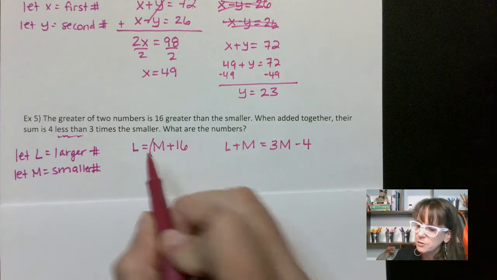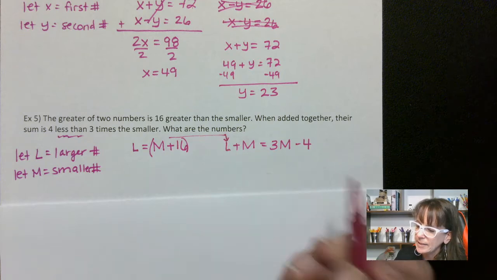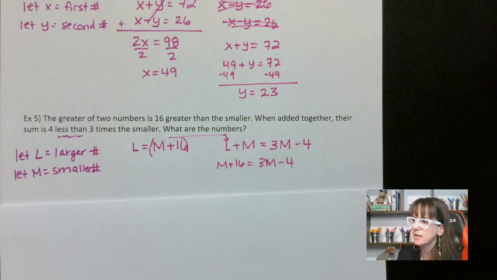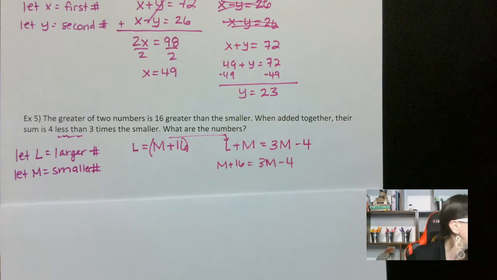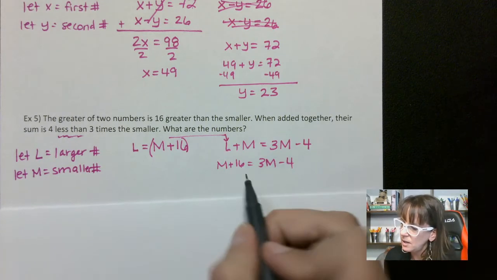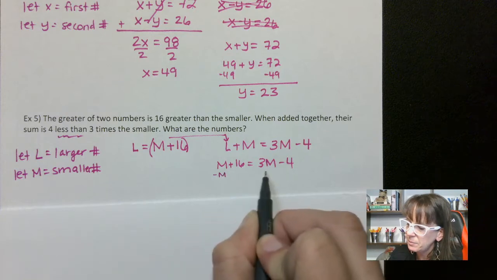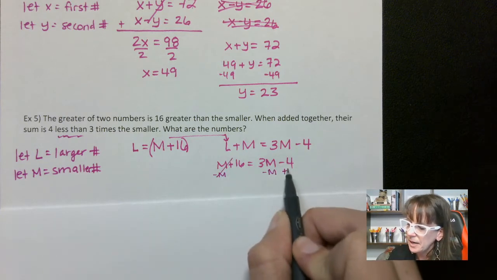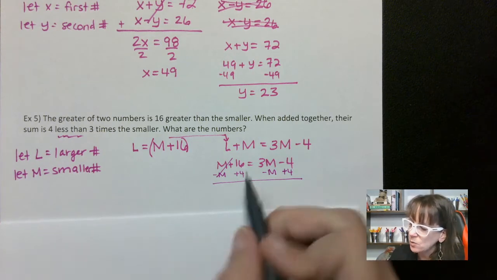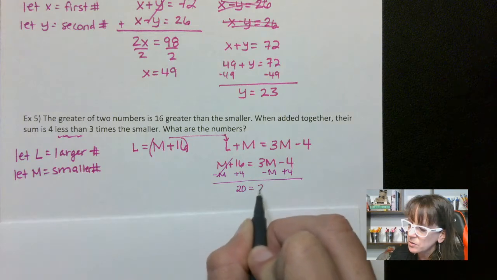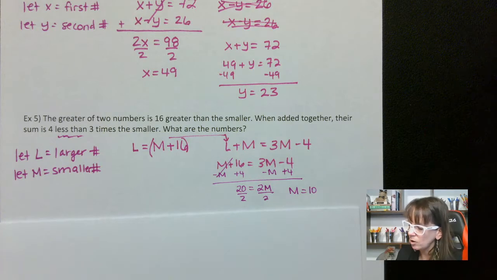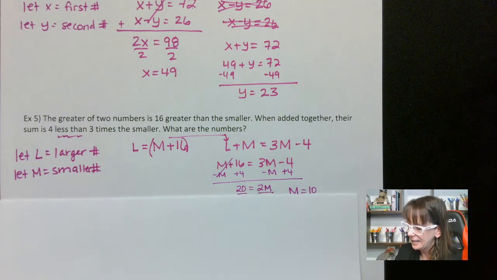Let's use substitution. L equals all this garbage, so we're going to put that in right here. So we get m plus 16 equals 3m minus 4. So then I'm going to minus m from both sides, and at the same time, add 4. That gives me 20 equals 2m. Divide both sides by 2, and m equals 10. So the smaller of the two numbers is 10.